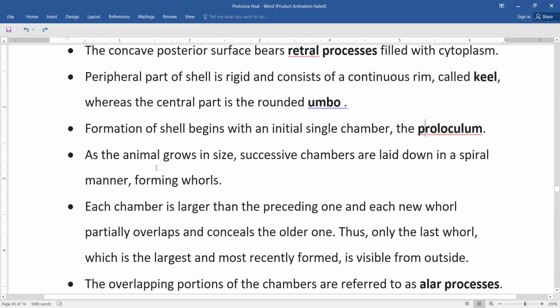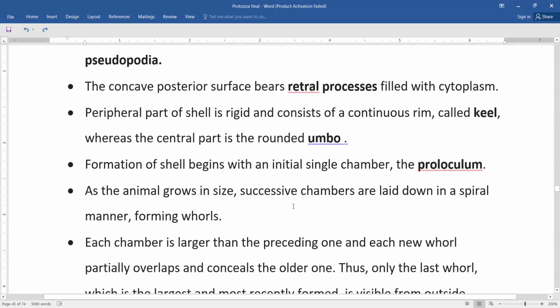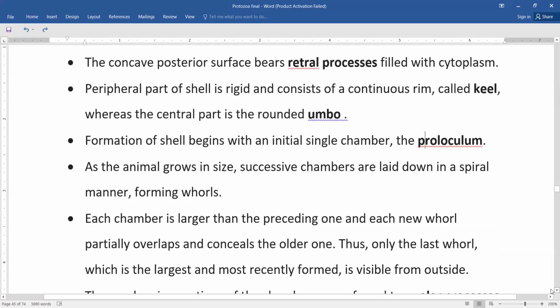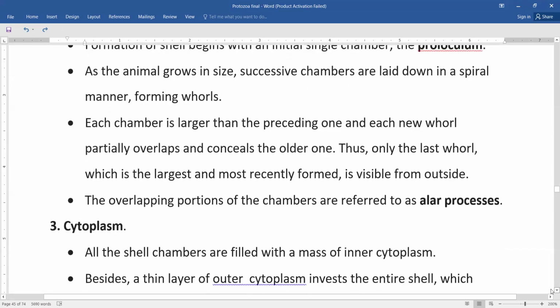As the animal grows in size, successive chambers are laid down in a spiral manner, forming whorls or stories. Each chamber is larger than the preceding one, and each new whorl partially overlaps and conceals the older one. అందుకే మనకి కొంచెం జస్ట్ ఎక్స్ట్రా కనబడుతుంది. ప్రతి స్టోరీ, ప్రతి వరుస కూడా దానికన్నా ముందున్నదాన్ని కొద్దిగా ఓవర్లాప్ చేస్తుంది.